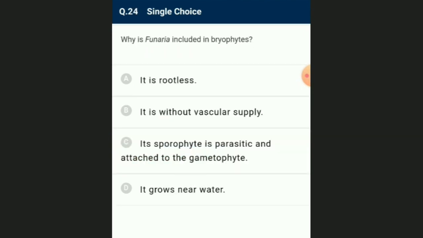Question number 24. Why is Funaria included in bryophytes? Division Bryophyta is also known as the amphibian of the plant group. They are more evolved than Thallophyta members. They have an undifferentiated body organization which is a haploid gametophyte. However, root-like rhizoids are seen. The stem-like erect part is found and leaf-like parenchymatous appendages are also found. The sporophyte is diploid and it is parasitic on the gametophyte. Gametophytes grow in shady, damp places near the water body. So the answer for this question is option C. Its sporophyte is parasitic and attached to the gametophyte.